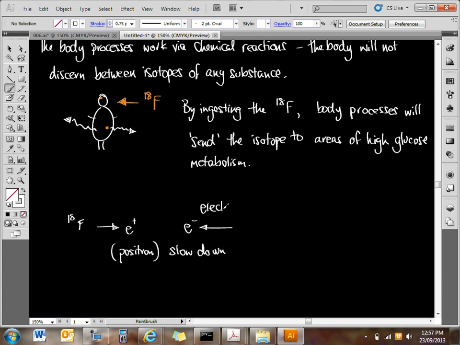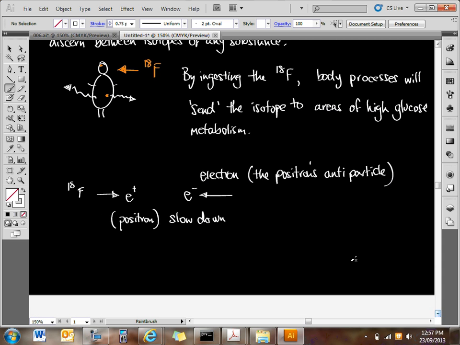An electron, which is the positron's, yes, that's right, positron's antiparticle. What happens? Annihilate each other. Yeah, that's right.